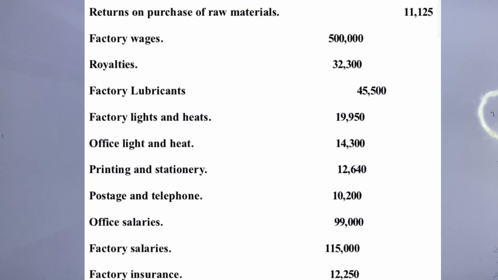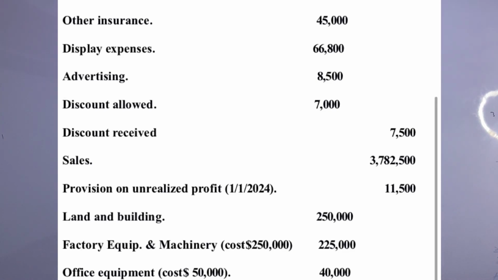Office light and heat, we have 14,300. Printing and stationery, $12,640. Postage and telephone is 10,200. Office salaries, $99,000. We have factory salaries to be 115,000. Factory insurance is 12,250. Other insurance is $45,000. We have display expenses of 66,800. We have advertising of 8,500.